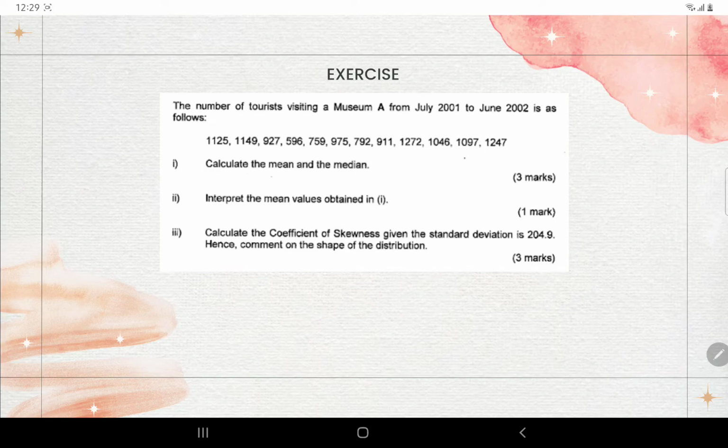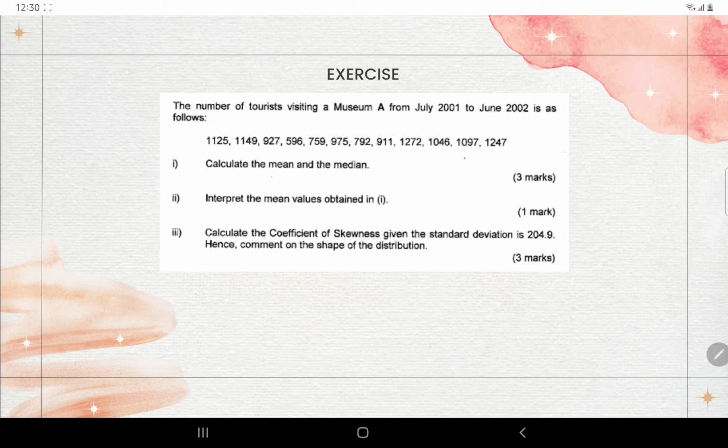Okay, let's do some exercises. These questions are about ungrouped data. The first question is that you are asked to find the value of the median and mean. The second question is you need to interpret the mean value obtained in the first question, and the third question is you need to calculate the coefficient of skewness, given the standard deviation here, and comment on the shape of the distribution.